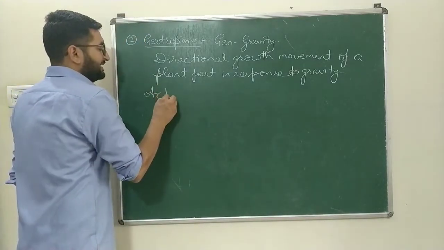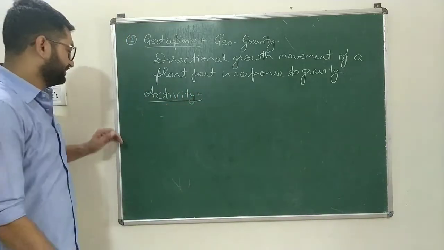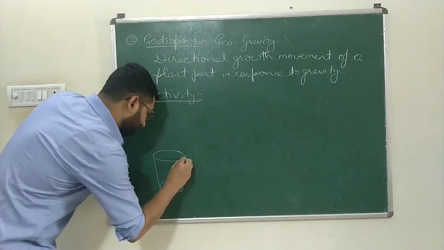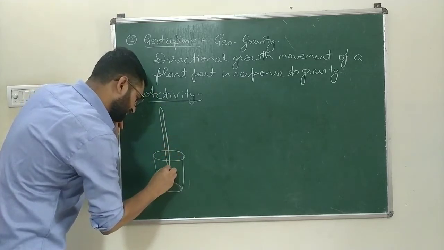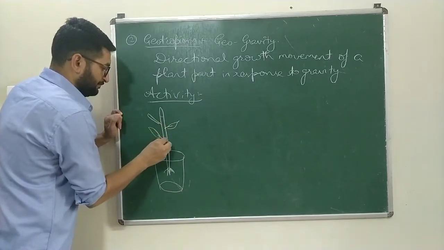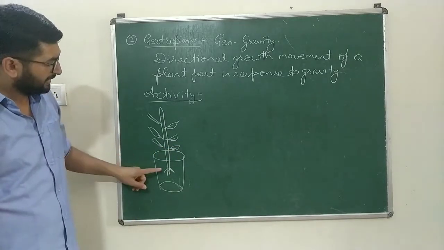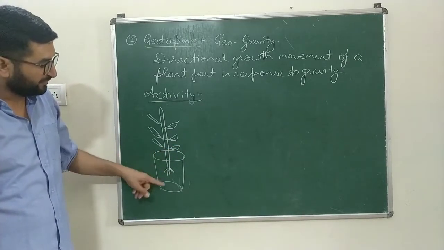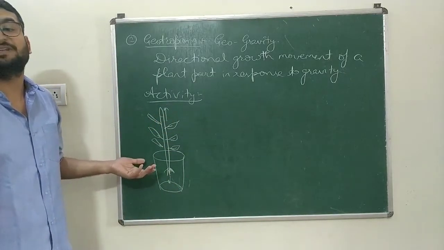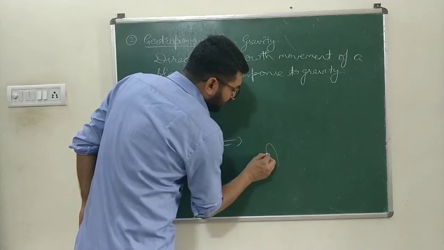Now we'll discuss an activity regarding the geotropism. For this activity, we have to take a potted plant as it shows. This is a potted plant, bache. The roots are moving towards gravity and stem is moving away from the gravity, so they are showing positive and negative geotropism. What we should do is, we have to tilt this pot.